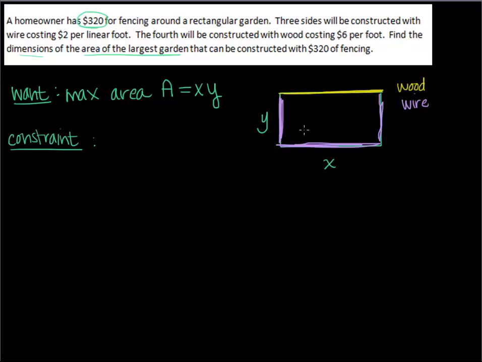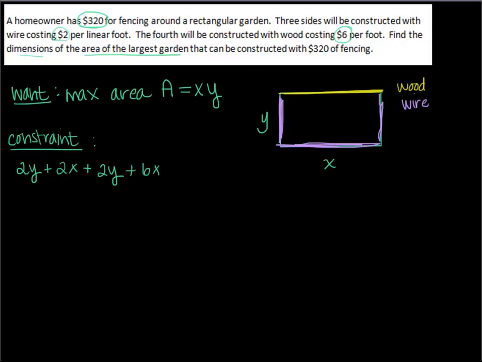How much money then is this going to cost? So let's look at the wire, right? Wire is $2 per linear foot. So I know that this side right here will cost me $2 times y. That's the length of this side. What is this side here going to cost me? $2 times x. That's the length of that side. $2 per foot. And now what about the wood? How much does the wood cost? $6 per foot. So this side right here is going to cost me 6x. Ooh, that should be an x. That is a crazy x, people.